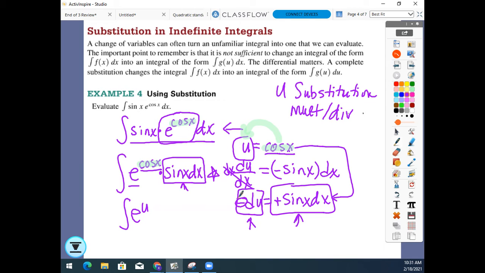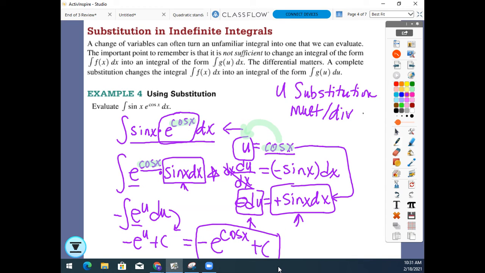Anytime you have something next to du, just put that on the outside of the integral, because that's just a constant. Now we do our antiderivative, bring down the negative. The antiderivative of e to the u is e to the u plus c. Now we just replace the u with what u equals, so I get my final answer in terms of x. This is a whole lot of information, so just take a big breath. We're going to practice some more and be patient.